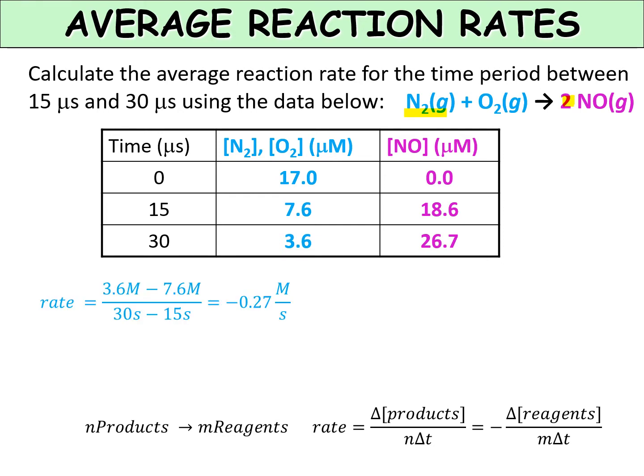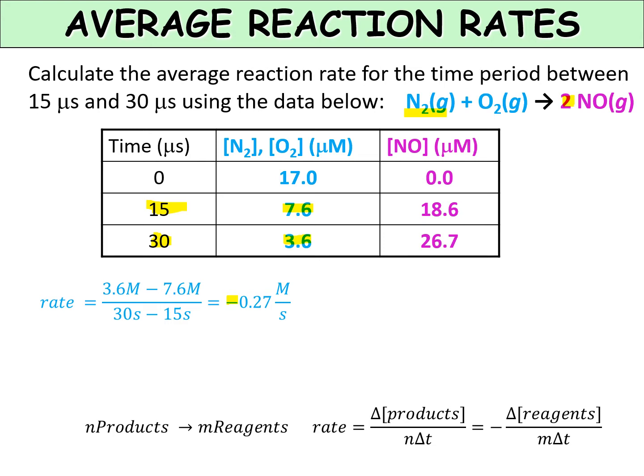We are interested in the values between 15 and 30. So 30 is our final time and 15 is the initial time. At the bottom we are going to put 30 minus 15. At the top we are going to put the difference between the concentrations. So it's going to be final 3.6 minus initial 7.6. The value we are getting is going to be negative because the concentration is going down, so the concentration is decreasing. Okay, so we have this minus sign here.